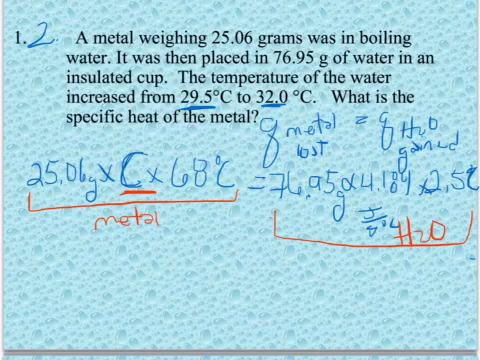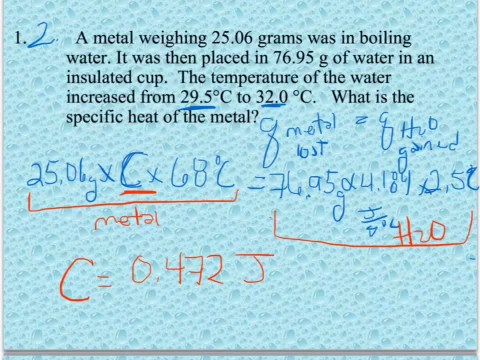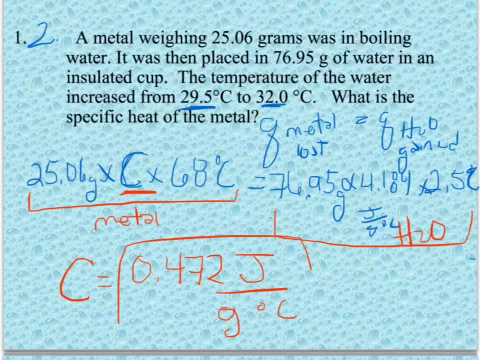Now we want to solve for C, and the specific heat of the metal is going to be equal to all of the things about water multiplied together, then divided by the 68 and divided by the 25.06. And when you do that, you should get a value of the specific heat of the metal, C, equal to 0.472, and the units for that would be joules over gram degrees Celsius. And this is a number we'd expect because specific heats for metals are typically less than 1, because it doesn't take a lot of energy to raise the temperature of a metal. It gets hot very quickly.